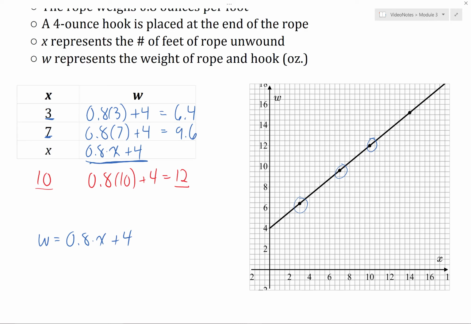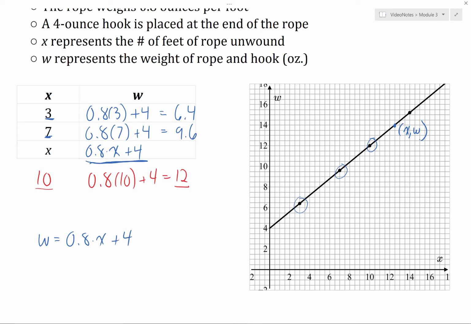And this is because the graph, similar to the formula, represents all possible pairs of X and W. So there are infinitely many points on this graph, and each point on the graph represents an X, W pair, which tells us a pair of values for the length of rope unwound and the weight of the rope and hook.